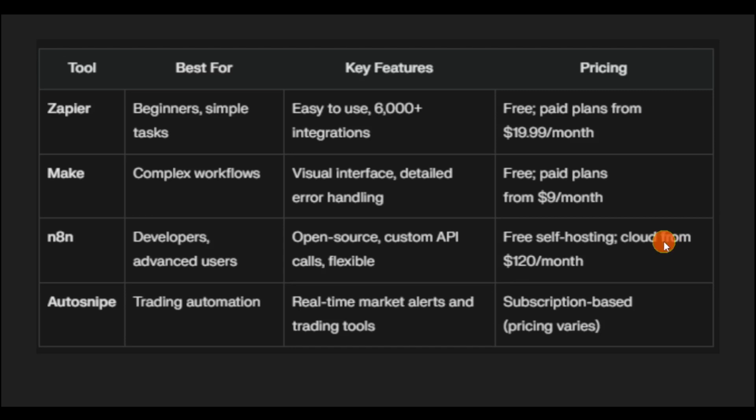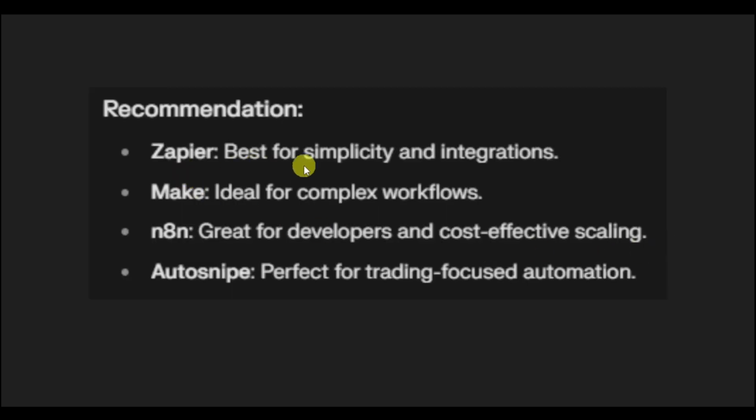So here's my recommendation to you. If you want simplicity and integration, go for Zapier. If you want complex workflows, go to Make. If you are a developer and you want cost-effective scaling, you can go for N8N. And if you want some trading-focused automation, go to Autosnipe.